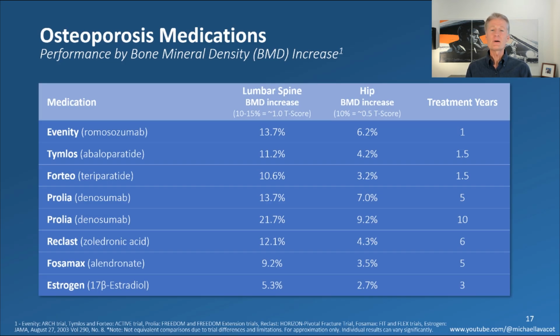Tymlos, also a very effective drug, 11.2%, 4.2%. Now this study was a year and a half, though you can take this for 2 years. Matter of fact, some people take it longer. They check these bone markers to see if it's still working. But regardless, very powerful drug. And it's a similar drug to Forteo. It's a newer drug than Forteo. But you can see Forteo gives you similar results.